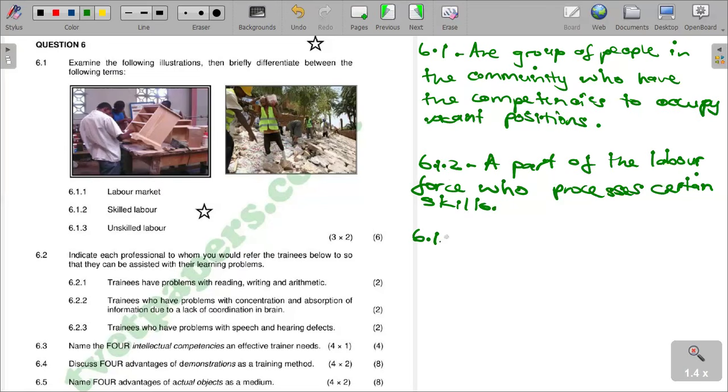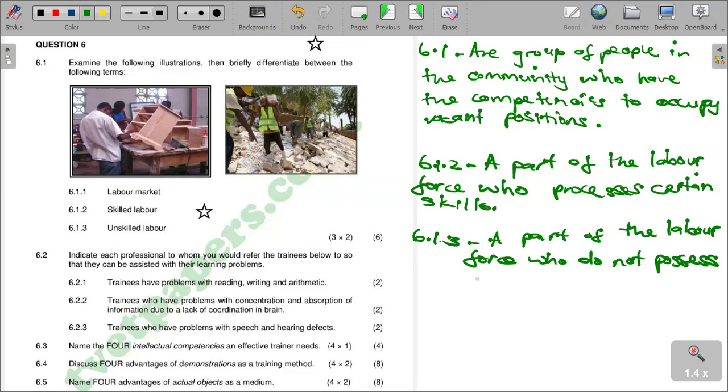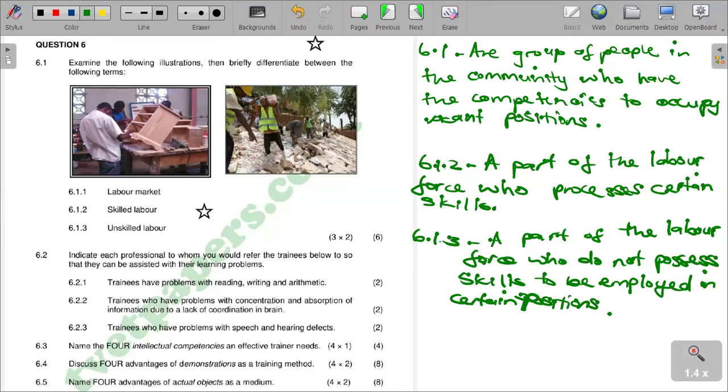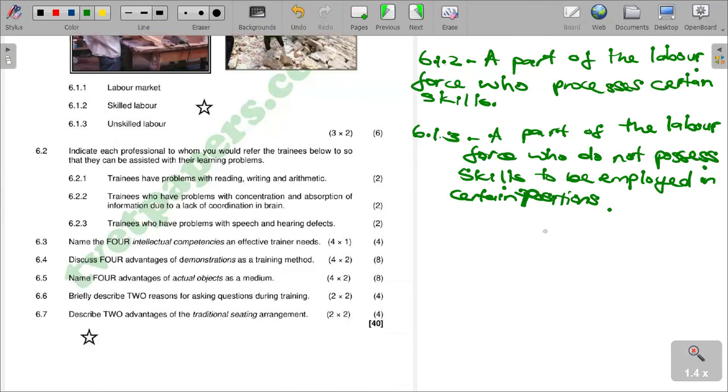Right, let's go to 6.1.3. Unskilled labor. These are part of the labor force who do not possess skills to be employed in certain positions. That's what you call unskilled labor.